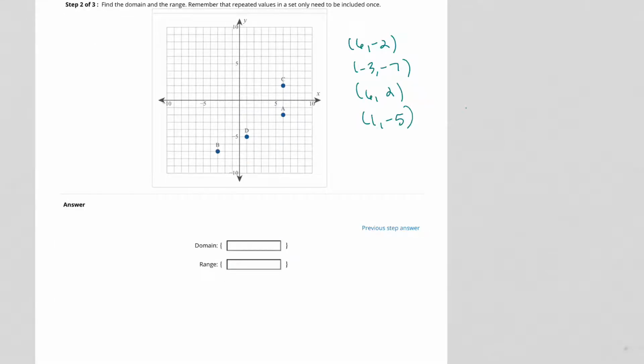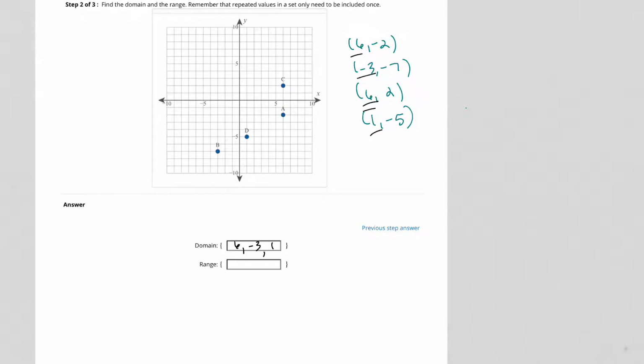I went ahead and copied over my ordered pairs. Step 2 is to find the domain and the range. And you need to remember that repeated values in a set only need to be included once. Domain are my x values, 6, -3. That's repeated, so I'm not going to write the 6 again, and the next one is a 1.